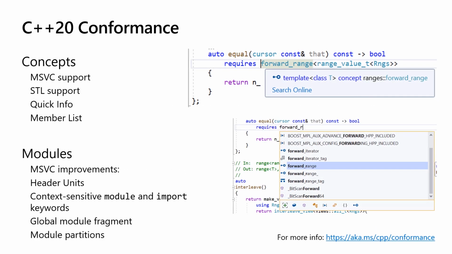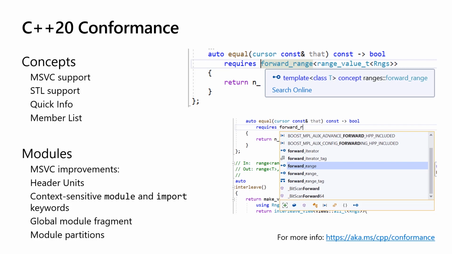Speaking of conformance, let's talk about C++20 conformance. We aren't there yet. We have a lot of work to do for C++20, but we're very committed to getting there as soon as possible. For now, let's talk about concepts and modules. Concepts are already supported in MSVC, in our STL, and we have recent IDE support in the way of quick info and member list, which I have images of on this slide.